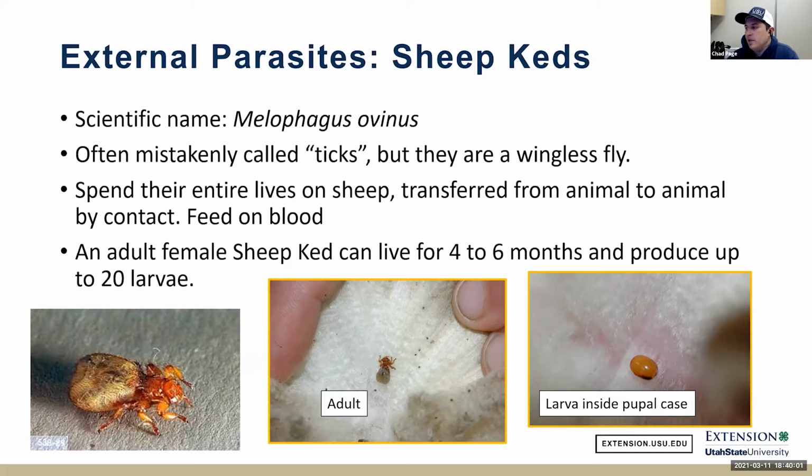An adult female sheephead can generally live for 4 to 6 months and produce up to 20 larvae. In these pictures, on the bottom left-hand side and in the middle, we can see what an adult sheephead looks like. And you can see how it does look a little bit different than a tick, which is an arachnid, more like a spider. Okay, and here's what the larva looks like inside a pupal case. Okay, so they'll cement these cases into the wool near the base skin of our sheep, and they'll stay there until their time to hatch.